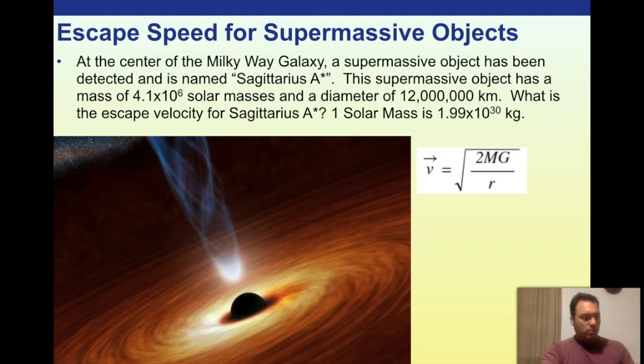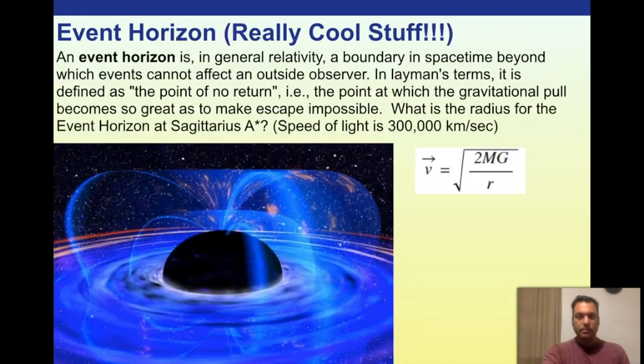All right, so what is the architecture of these supermassive objects based upon the escape velocity? Well, let's talk about that. Let's talk about what the event horizon is. An event horizon is, in general relativity, a boundary in space-time beyond which events cannot affect an outside observer. So that's a little sophisticated. Let's get out of general relativity and into layman's terms. In layman's terms, this is defined as the point of no return, i.e. the point at which the gravitational pull becomes so great as to make escape impossible, right?